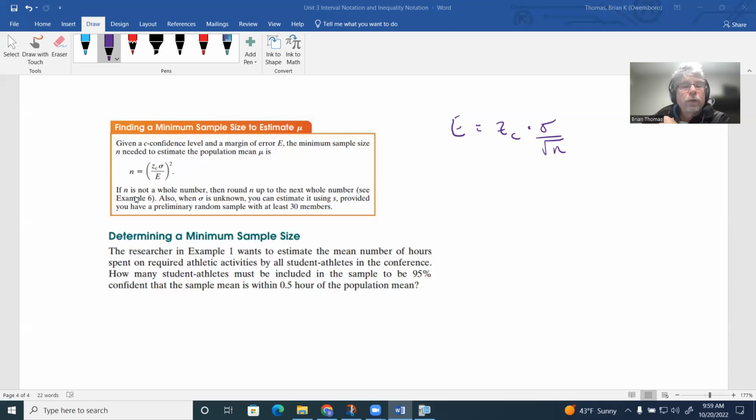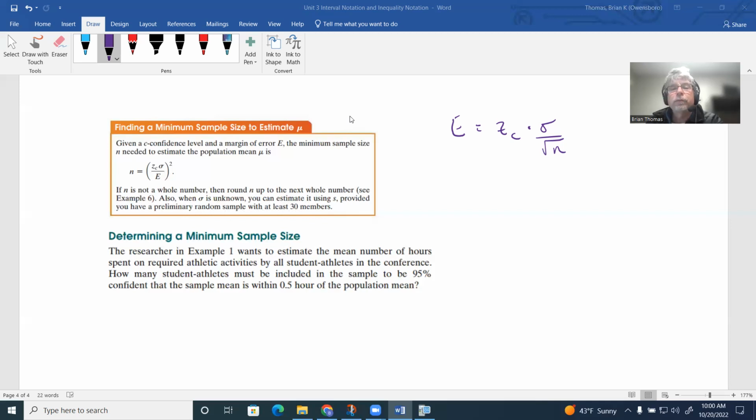Some things they also note though: if n is not a whole number, then we need to round n up to the next whole number regardless. Always round up regardless. Also, when sigma is unknown, you can estimate using S. Remember, S stands for the sample standard deviation, provided you have a preliminary random sample of at least 30 members. Again, through the central limit theorem, to have this normal distribution, we have to have at least a sample of 30.